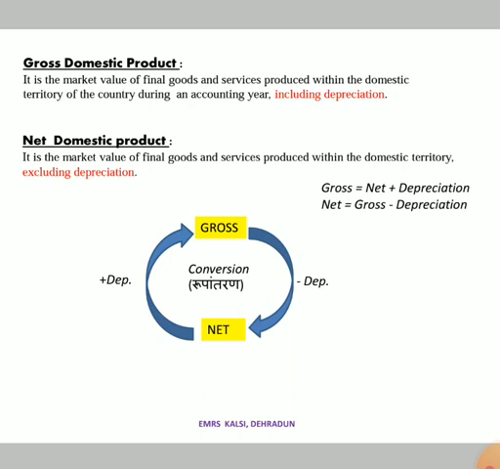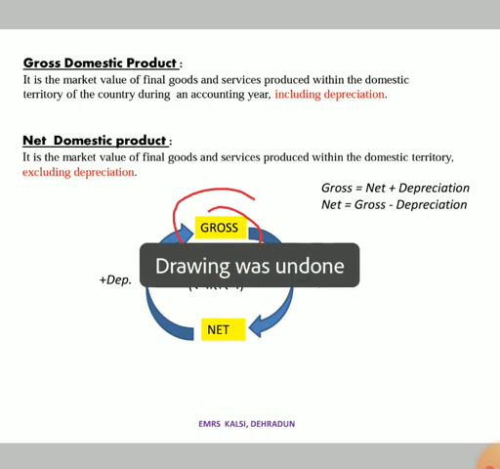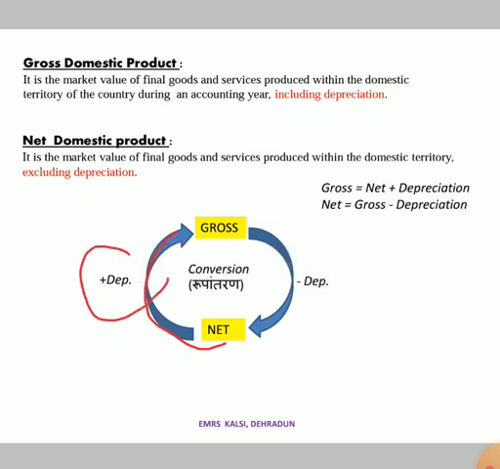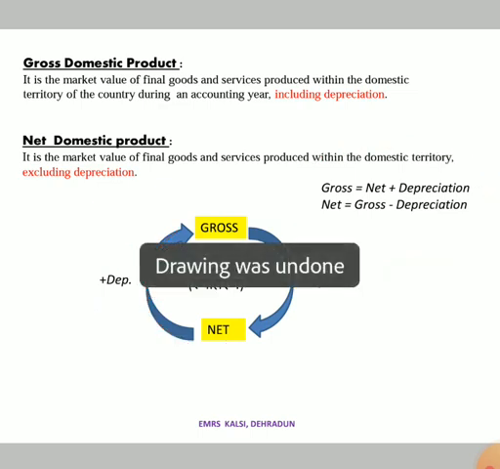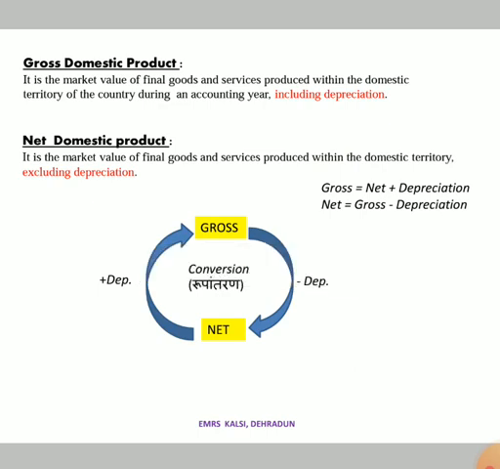So if we have to convert gross value into net value, then we have to subtract the depreciation. And if we have to convert the net value into gross value, we have to add the depreciation. You should remember this. So you write down this formula. This is the basic formula, first formula, okay. There are two other formulas also which we will see in the next video, okay.